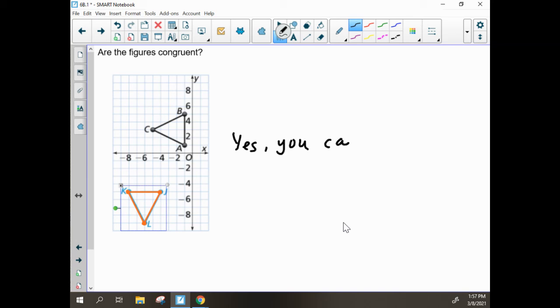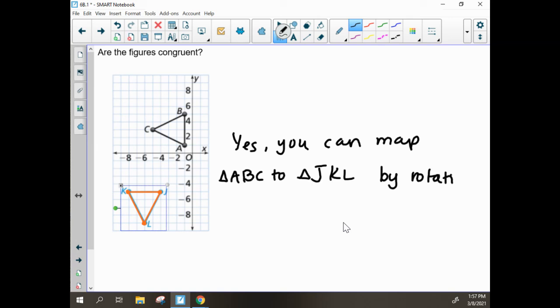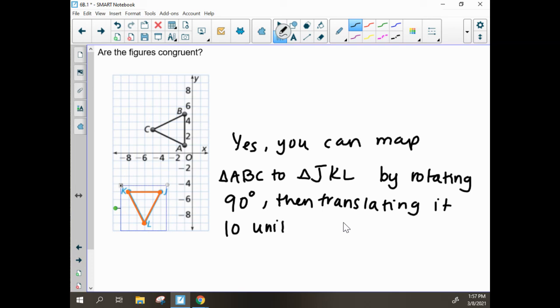You can map triangle ABC to triangle JKL by rotating it 90 degrees. Then translating it 10 units down and 3 units left.